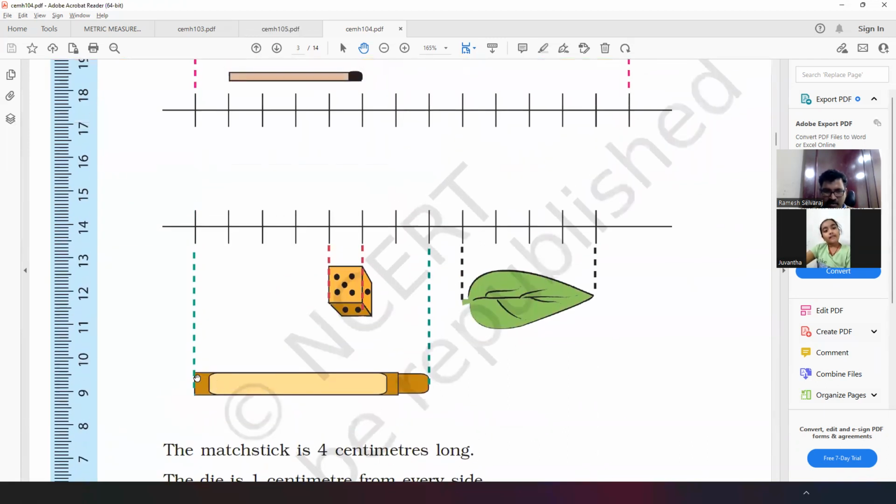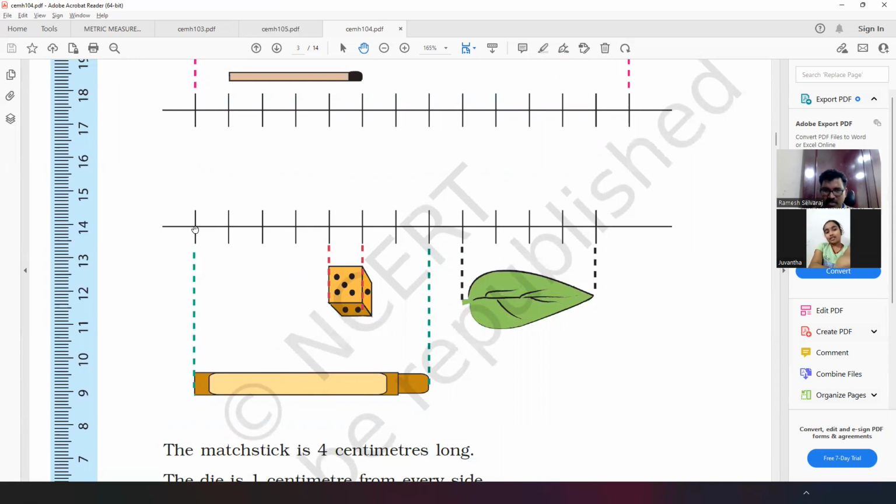Can you see this one? How many centimeters long is this one? Starting from 0, 0, 1, 2, 3, 4, 5, 6, 7. This is 7 centimeters long.